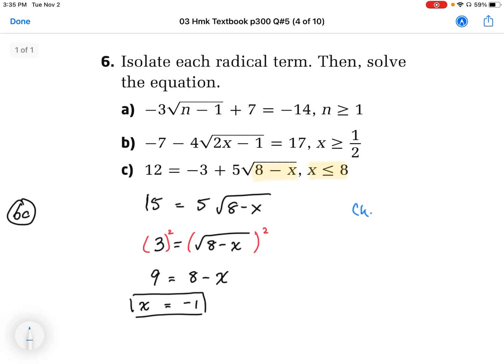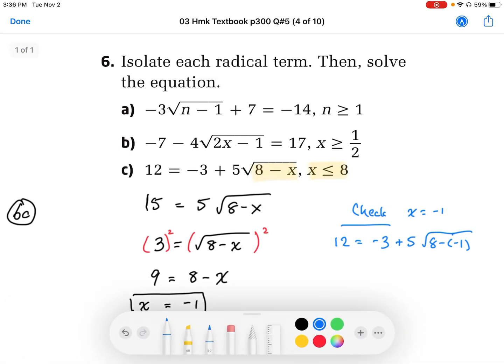So then our check is going to be plugging back into the very original equation. So 12 is equal to, so anytime before we square is actually okay, but we're just going to plug it into the original equation and then do the calculation. 8 minus negative 1. Okay, so there's my solution. So we're checking x equals negative 1. Okay, so I'm just going to highlight that so that we're clear what we've done here. There's my negative 1 that I've plugged in.